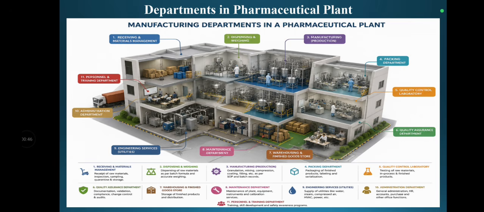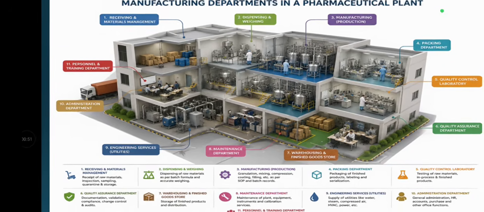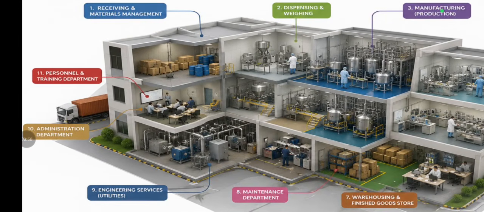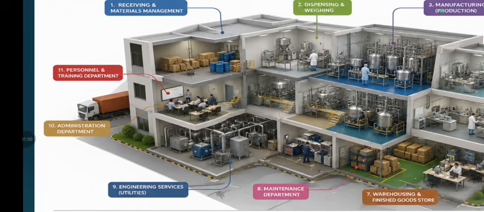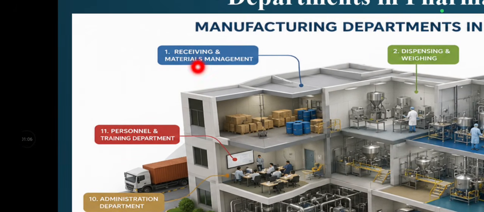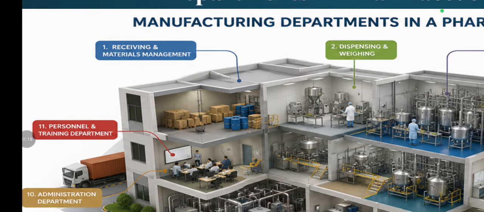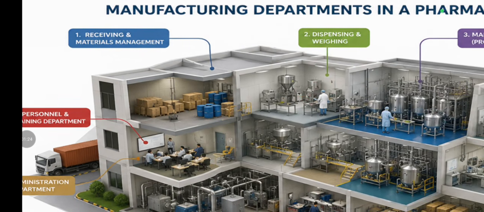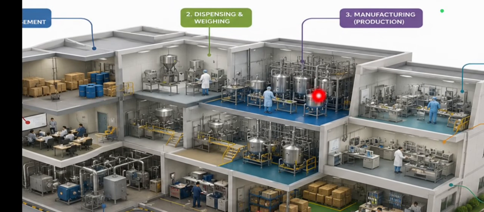So first of all, I will explain the departments of a pharmaceutical plant. See in this diagram, it is clearly shown the different departments available in a plant. First, this is the receiving materials and management. It is a separate part. Here all materials are received: raw materials, API, excipients, etc. Then they go toward the second area, the dispensing area, then manufacturing production.